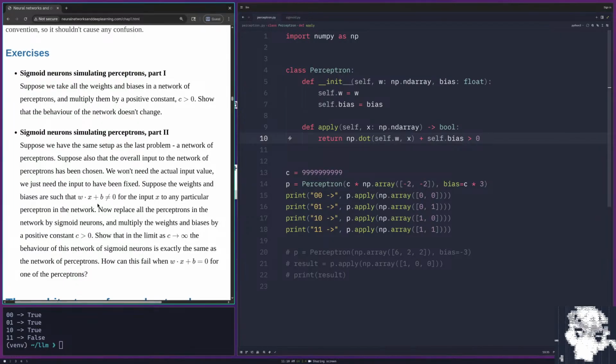Now replace all the perceptrons in the network by sigmoid neurons and multiply the weights and biases by a positive constant c greater than 0. Show that in the limit as c tends to infinity, the behavior of this network of sigmoid neurons is exactly the same as the network of perceptrons. How can this fail when w dot x plus b equals 0 for one of the perceptrons?